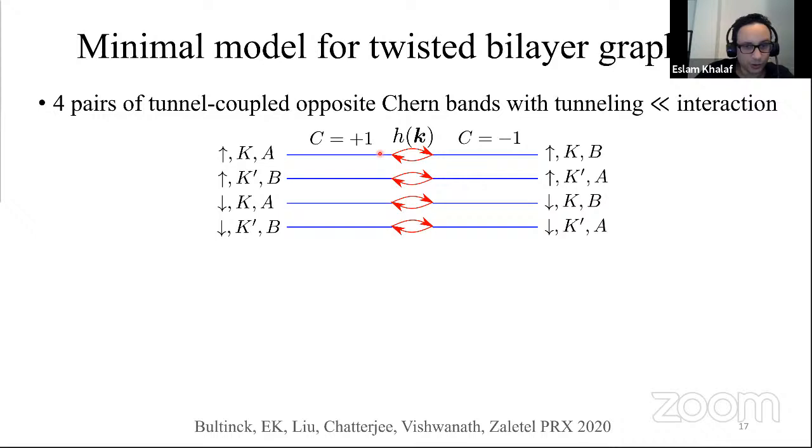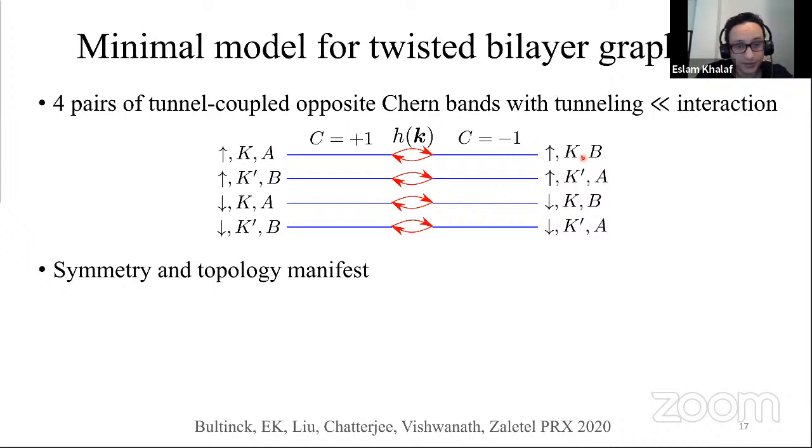So in order to describe the whole physics, I need four of them. One of the main advantages of this basis is that the symmetry and topology are manifest. The important symmetries and the topology are manifest. And as I will show you now, this is a very good basis to handle interaction.